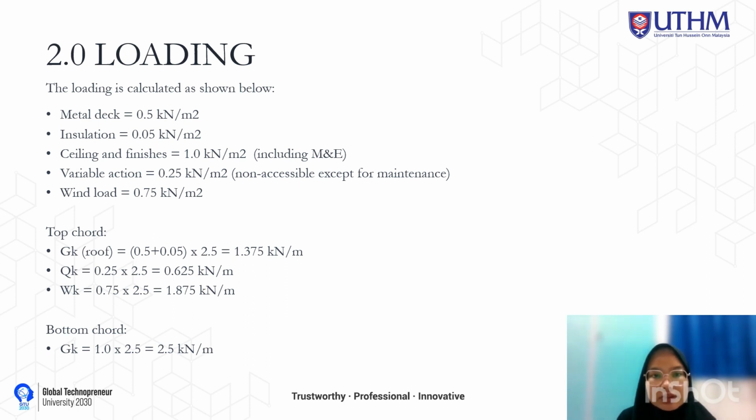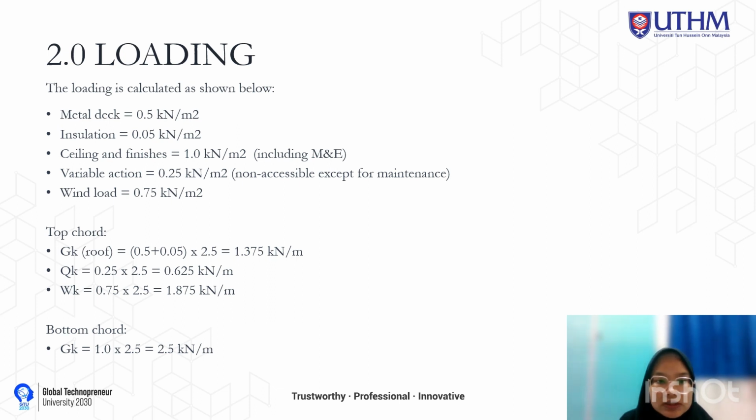I will explain about the loading. This is the loading assumption for our project. Metal deck equals 0.5 kN per meter square, insulation 0.05 kN per meter square, ceiling and finishes 1.0 kN per meter square, services 0.25 kN per meter square, and for the window it is 0.7 kN per meter square.